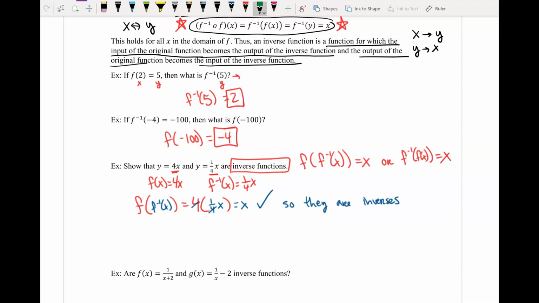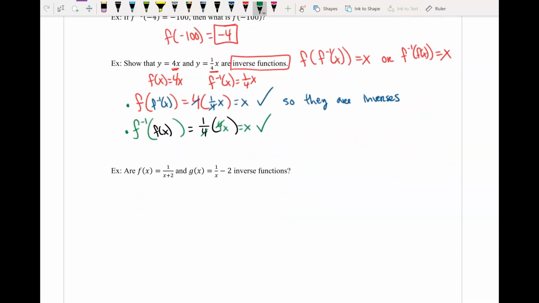You could have also done the other way around. You could have done f inverse and plugged in f of x inside. In other words, plug in 1/4, and in that x, plug in 4x. You can see that they still cancel out and you still get x. So you can use either this one or that one. It doesn't really matter. It'll give you the same answer.